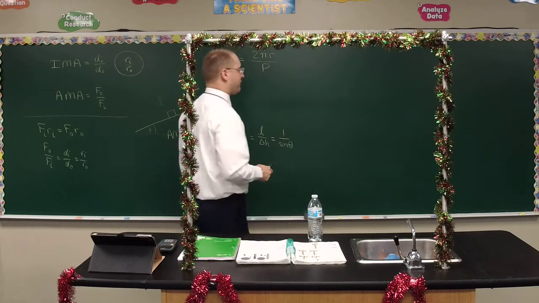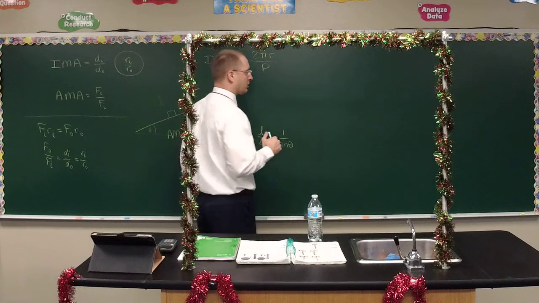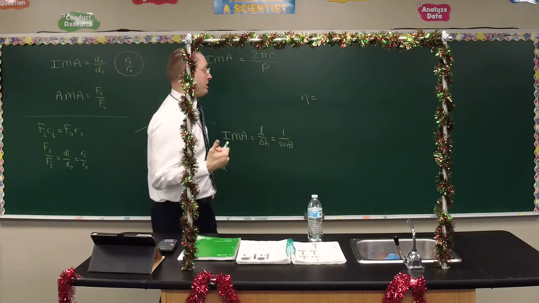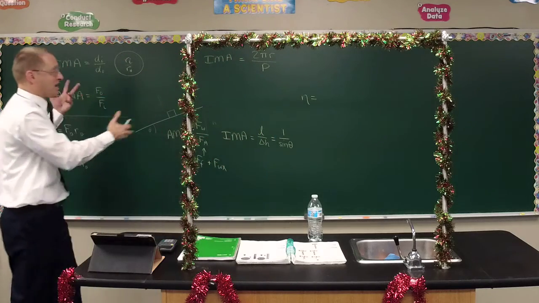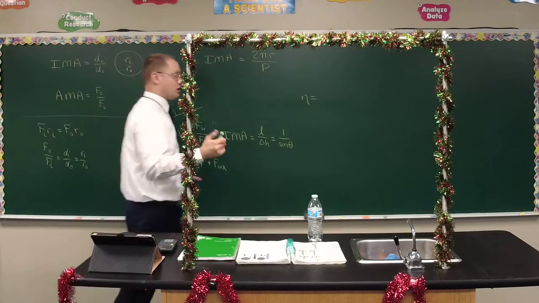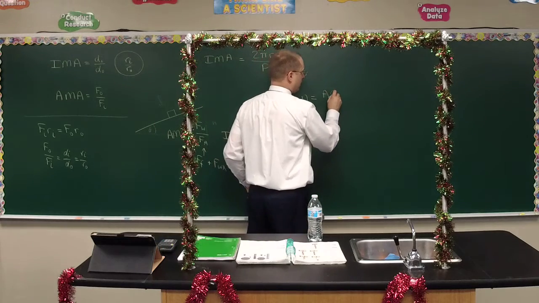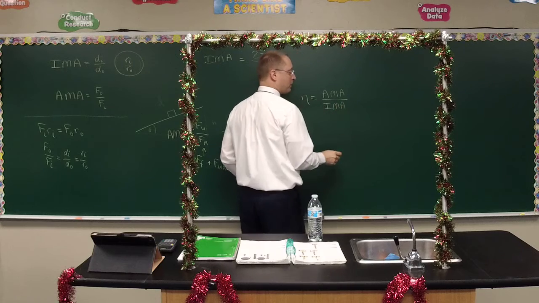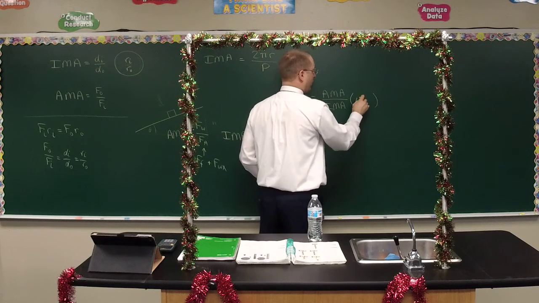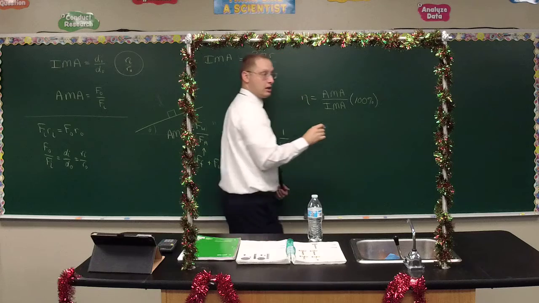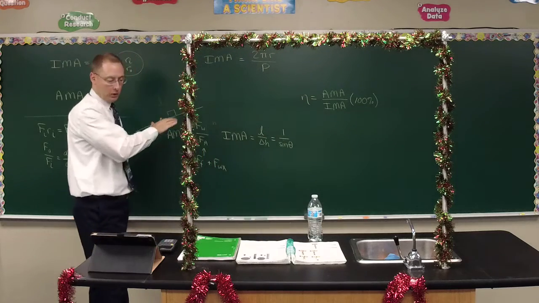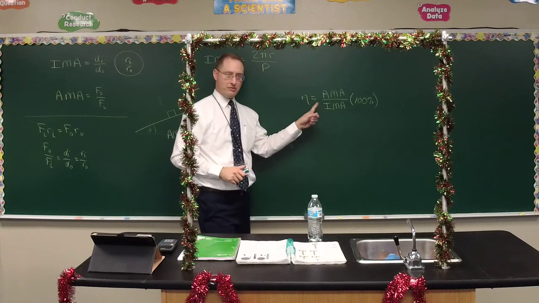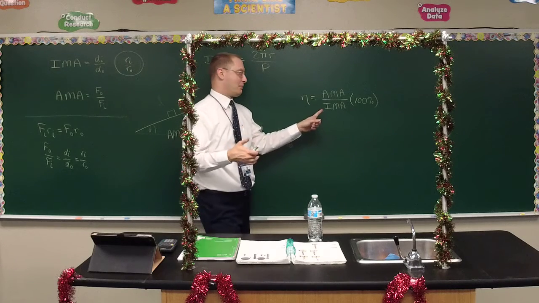So we said to find efficiency, which we said is going to be represented by the Greek letter eta, perhaps the easiest way to find efficiency, since we do so much with AMA and IMA, is to simply make a ratio of AMA to IMA. But we said efficiency is always expressed as a percent. So if we multiply by 1 or 100%, it'll give us a percent unit for our efficiency. That's not actually the definition, but that's an easy way to find efficiency, assuming you found AMA and IMA already.